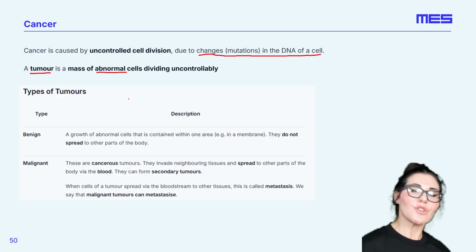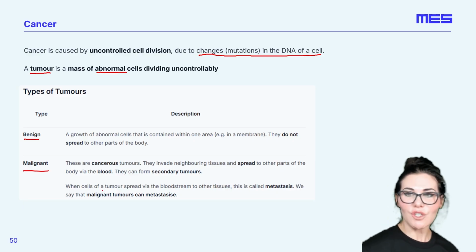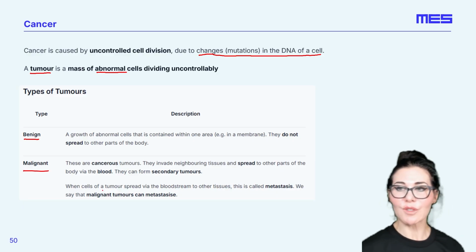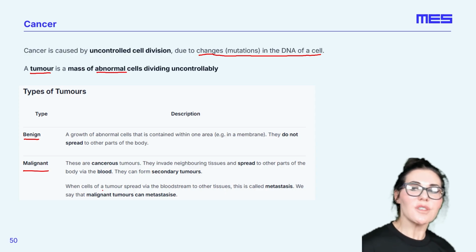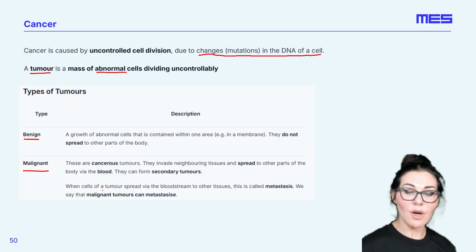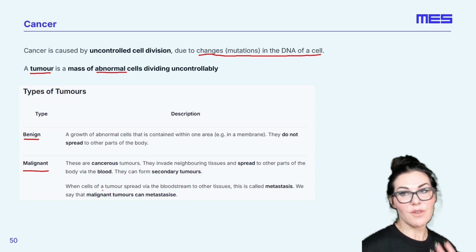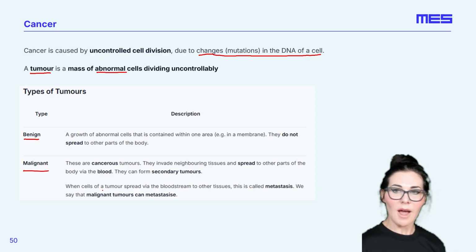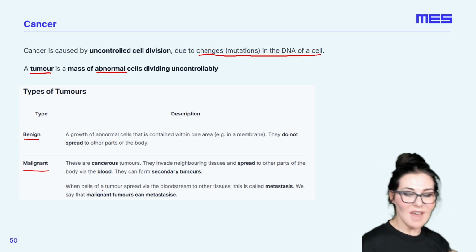But tumours come in two different types. We have benign and we have malignant tumours. A benign tumour is when you have abnormal cell division and a growth, a lump, but it doesn't spread, it just stays in one part of the body, and it can be removed, and quite often very successfully. The only problem with benign tumours is if, for example, they're deeply embedded in an organ, and to get to them to cut them out, it could damage the organ.